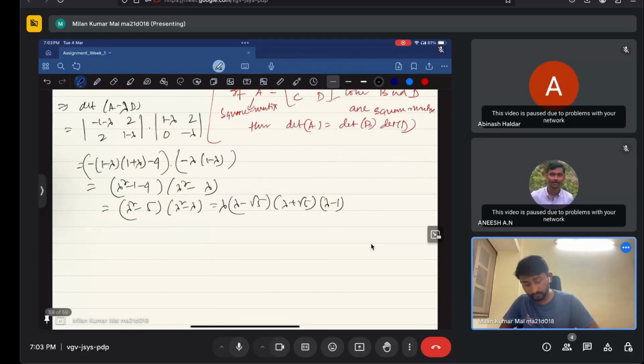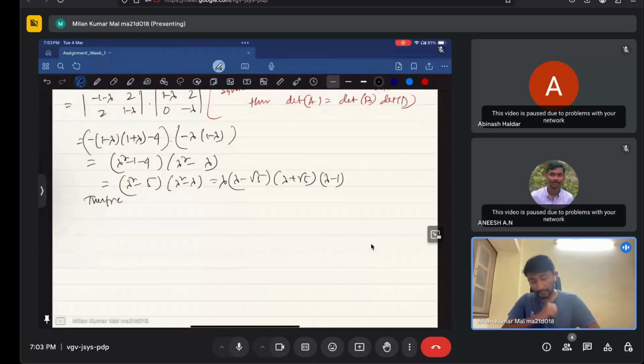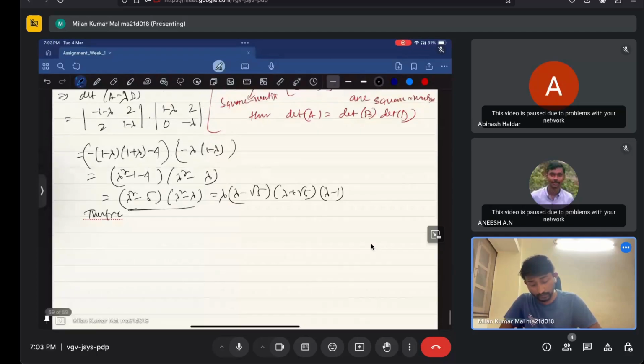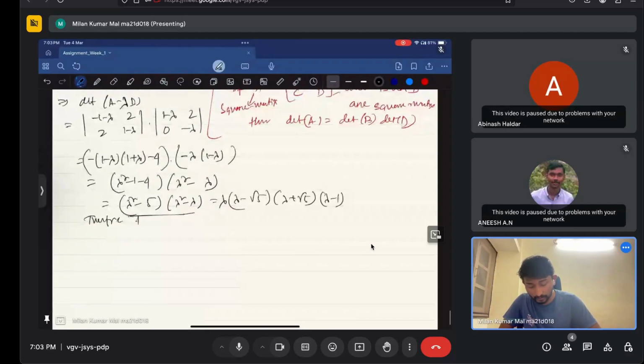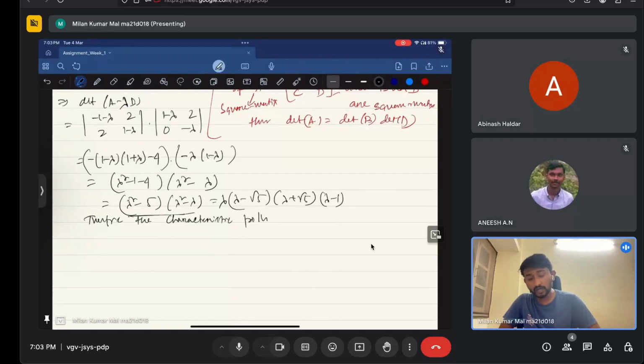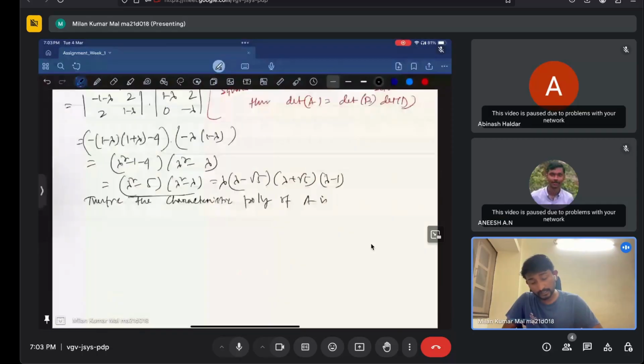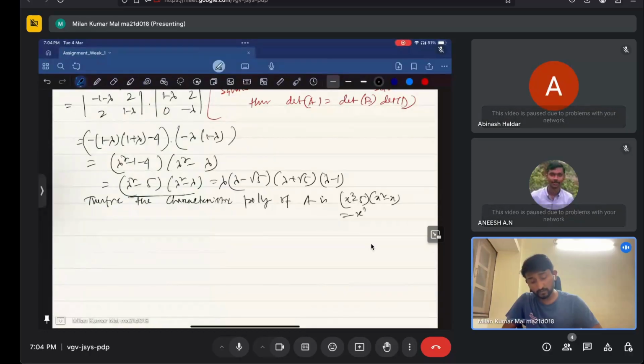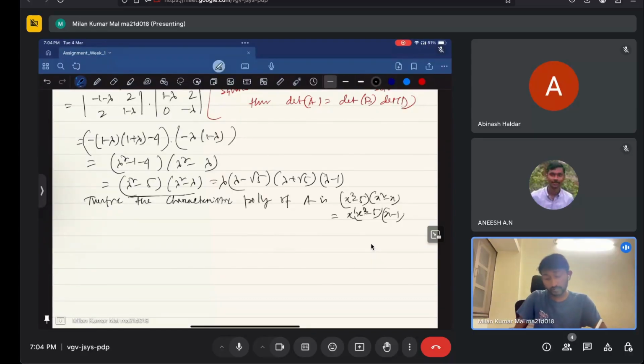So therefore what we are seeing here is that this is the characteristic polynomial. Therefore the characteristic polynomial of A is x square minus 5 into x square minus x, or x square minus 5 times x into x minus 1. So let's see whether, sorry, this is x square, not x cube.